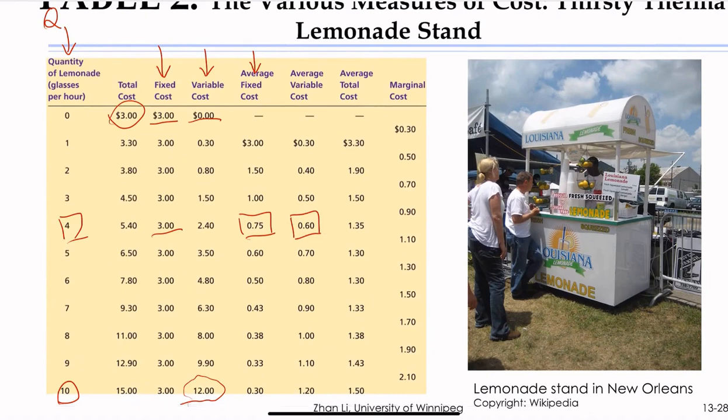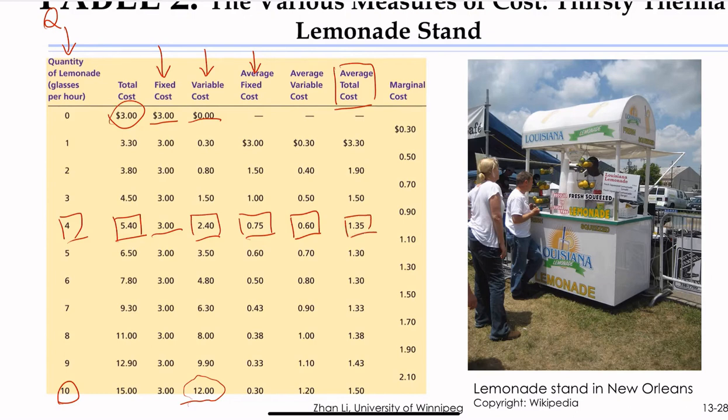So it's 0.6. And we can see that the variable cost here is 2.4. So 2.4 divided by 4 gives us 0.6. And now average total cost. Well, this is easy, right? So it's again just use the total cost divided by 4. So what you can see here is the total cost is 0.4. So 0.4 divided by 4, this gives you 1.35.